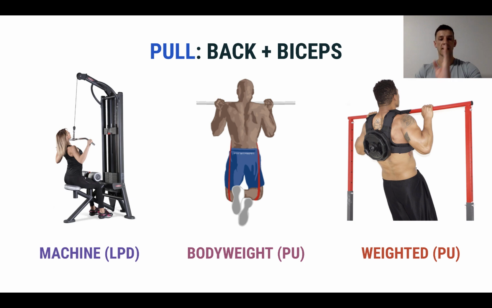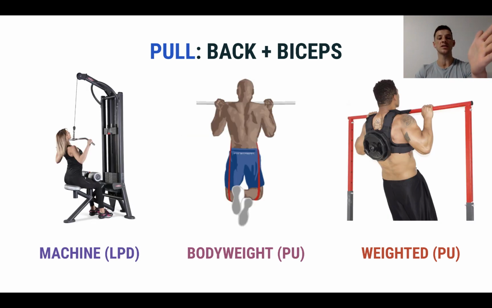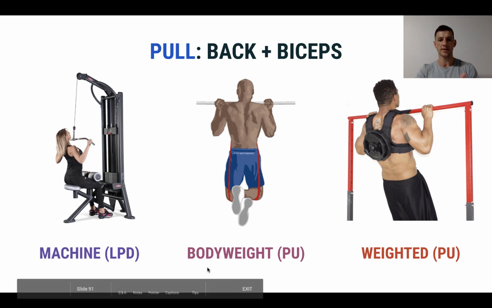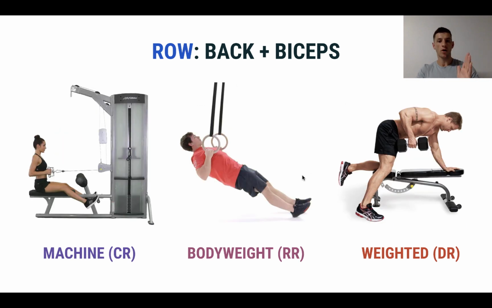For pull-up, again targeting the back and the biceps, we have the machine, we have body weight, and we have weighted. Again, you can also think of these as, remember I told you that you won't necessarily just do machine, body weight, or weighted. It really depends on what level you're at. So if you're at home and you're a really strong guy, then machine would be optimal because you can go really, really heavy no matter how strong you are. But if you don't have a machine and you're quite strong, then again, a weighted pull-up would be the best option.